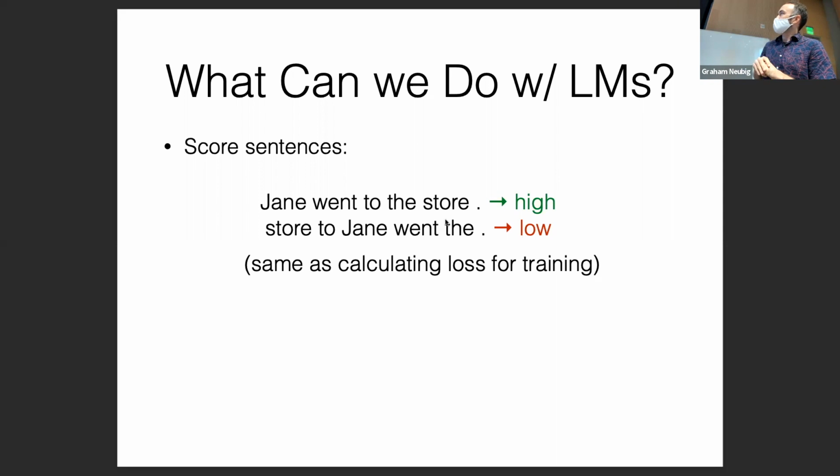We could say Jane went to the store and give it a high probability, or store to Jane went the, give it a low probability. This is kind of a contrived example, but what are some other real applications that we might be interested in where we could use a language model like this? Any ideas? Things that you might use pretty frequently.